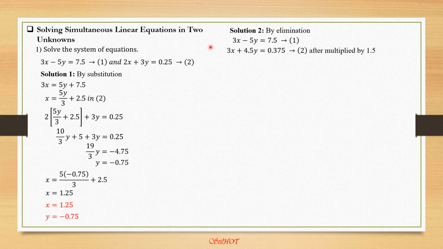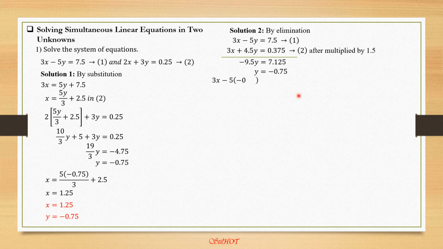After we multiplied everything by 1.5, then we can now subtract equation 2 from equation 1 so that we can eliminate 3x. So negative 5y minus 4.5y is negative 9.5y, and 7.5 minus 0.375 is 7.125. So negative 9.5y equals 7.125. Divide both sides by negative 9.5, so we get y equals negative 0.75.